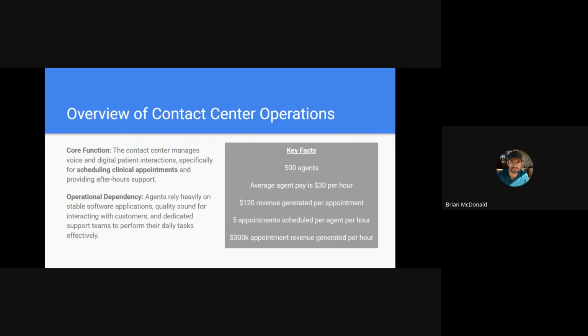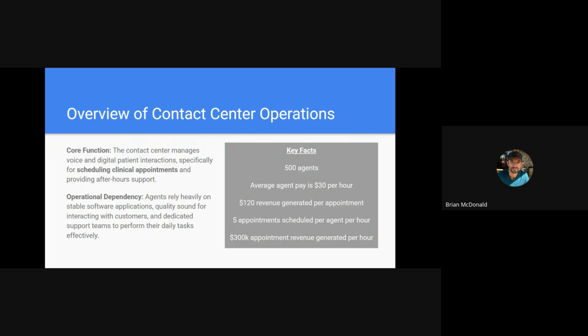Some key facts about the contact center. They have about 500 agents. The average agent pay is about $30 per hour. Per appointment, when all is said and done, it's about $120 in revenue generated. So if the patient shows up for that appointment, about $120 of revenue is generated.